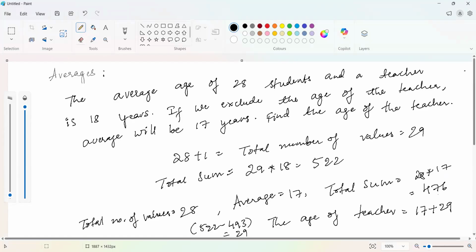Okay. Then take the direct subtraction here. 522 minus 476. Directly you'll get the age.